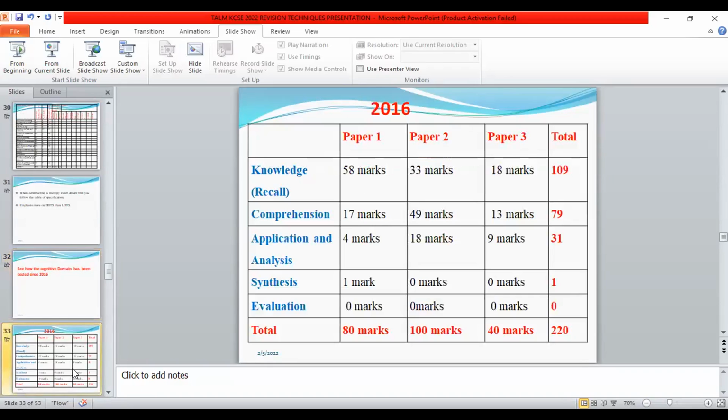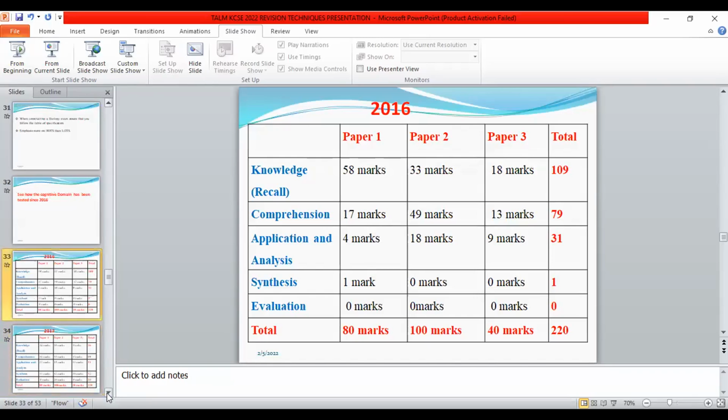The problem is not that the exam has become difficult, or that we teachers have not been teaching, but it is probably because of our emphasis on what needed to be understood by the students. 2016 is the last time when we biology teachers celebrated our performance. And in 2016, we had a lot of weight laid on the knowledge level, those questions where students were only required to recall the information as they have learned, as they have crammed, carrying 109 marks out of 220 marks.